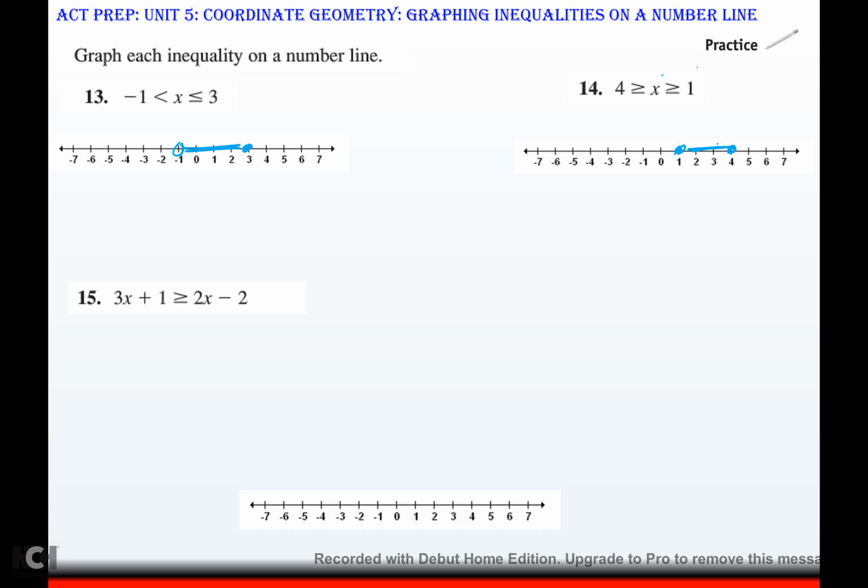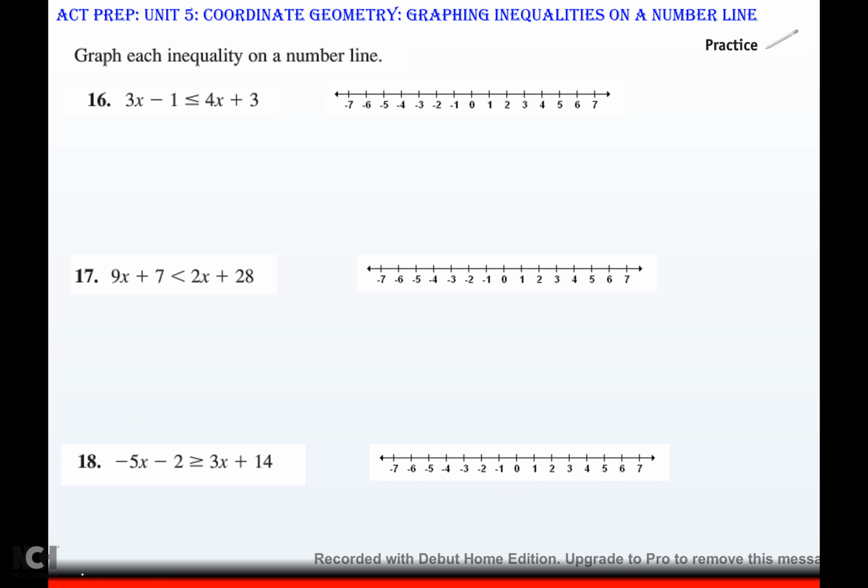And 15, I'm going to have to do a little bit of work on because I don't have x alone. So I'm going to minus 2x, that gives me x plus 1 greater than or equal to -2. Minus 1, x is greater than or equal to -3. So -3 is included, closed circle, and everything greater would be to the right.